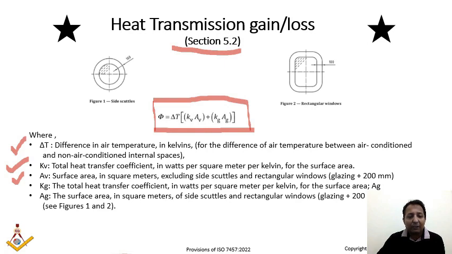Then let's talk about the kg. It is not a kilogram, but the total heat transfer coefficient in watts per square meter per Kelvin for the surface area AG. And what is AG again here? The surface area in square meter of the side scuttle and rectangular window, that is glazing by 200. So if you put all these values over here, you will get the heat transmission or heat gain or loss for the windows. Anyway, let's go to the next one so you'll understand the other factors in a better way.